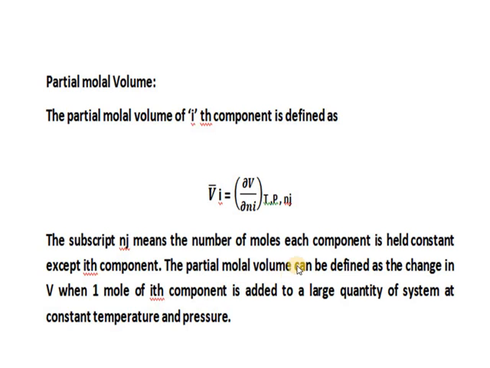Partial molar volume means that the large volume V will change when 1 mole of the ith component is added to the large quantity of the volume of the system at constant temperature and pressure. This is called a partial molar quantity.